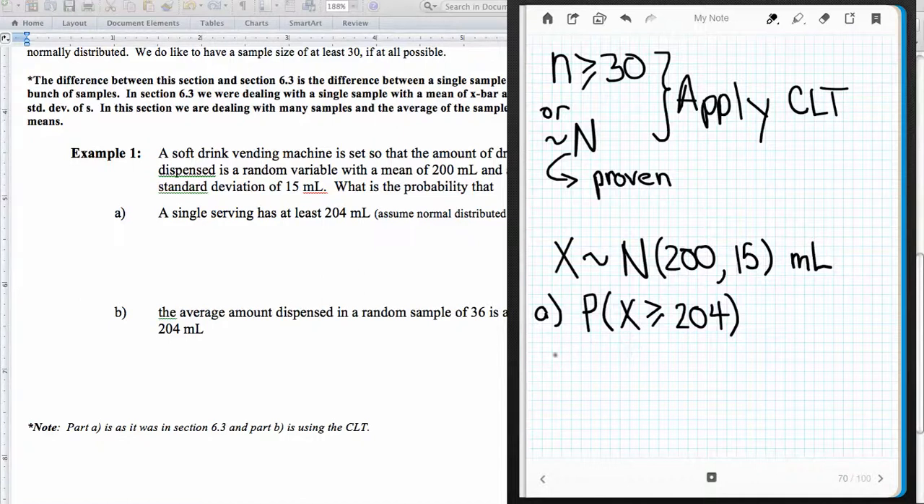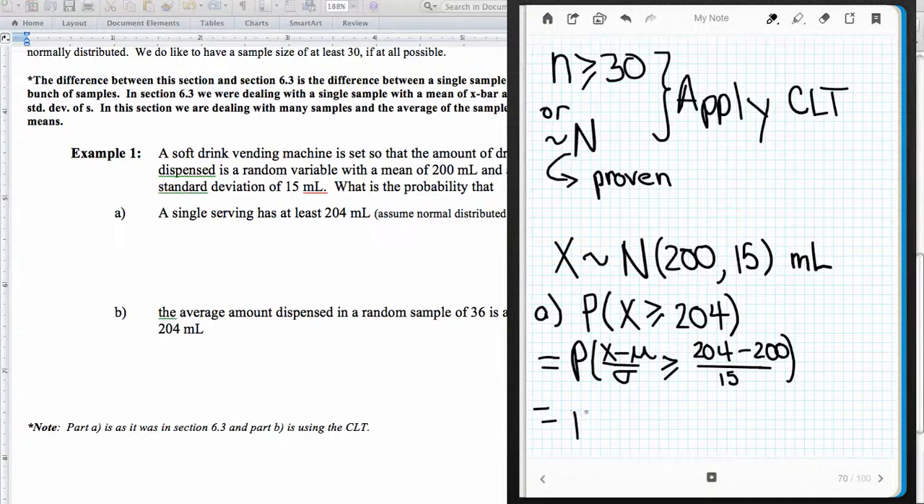So we are going to look at how we would find this. Well, this is section 6.3 all over again, right? I take the x, I subtract its mean, and I divide by its standard deviation because it's a single observation from a normally distributed population. So 204 minus its mean 200 and divided by its standard deviation 15. So this gives me the probability that my z is greater than or equal to 4 divided by 15.